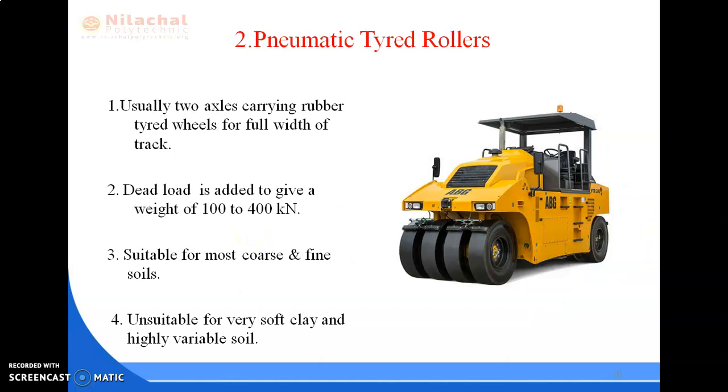Next is pneumatic tire rollers, like this. Usually 2 axles carrying rubber tired wheels for the full width of track, and here dead load is added to give a weight of 100 to 400 kilonewton. This pneumatic tire roller is suitable for coarse soil, and also for fine soils. This roller is unsuitable for very soft clay and highly variable soil.